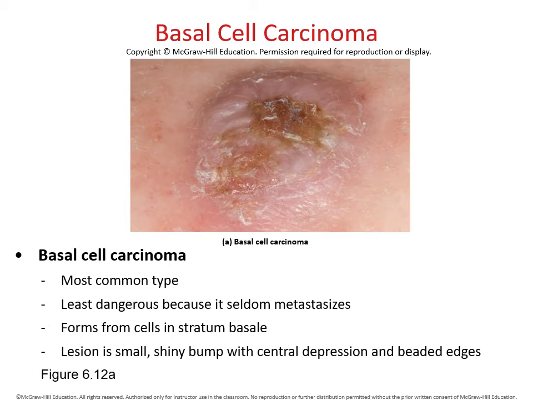It gets its name basal cell carcinoma because it involves the cells in the stratum basale, the bottom basement layer of the epidermis. And as you can see from the illustration, usually it will pop up as a lesion. Most people will tell you they'll have a little bump, a shiny structure that appears, and it will be very asymmetrical in its appearance and have, as you can see, oftentimes a little depression.